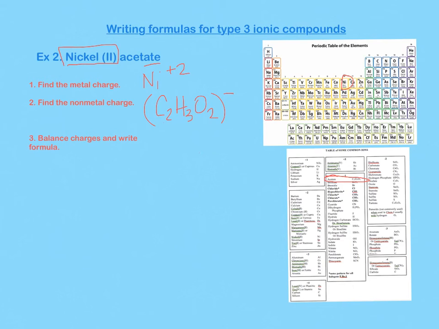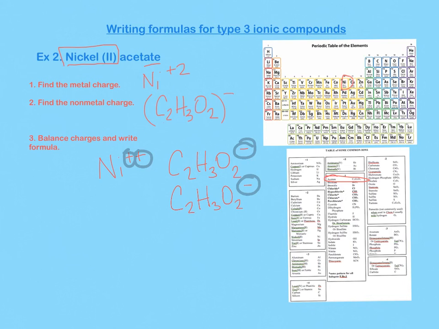So now we need to balance it and write the formula. So I have my nickel, and I have 2 positives, and then I have this whole group for acetate, which is only a -1. So if I look at my positive and my negatives, you can see they are not equal. So I need another negative. So that means I need a whole other acetate ion with a negative. So now when I look at this, I have 2 negatives and I have 2 positives.